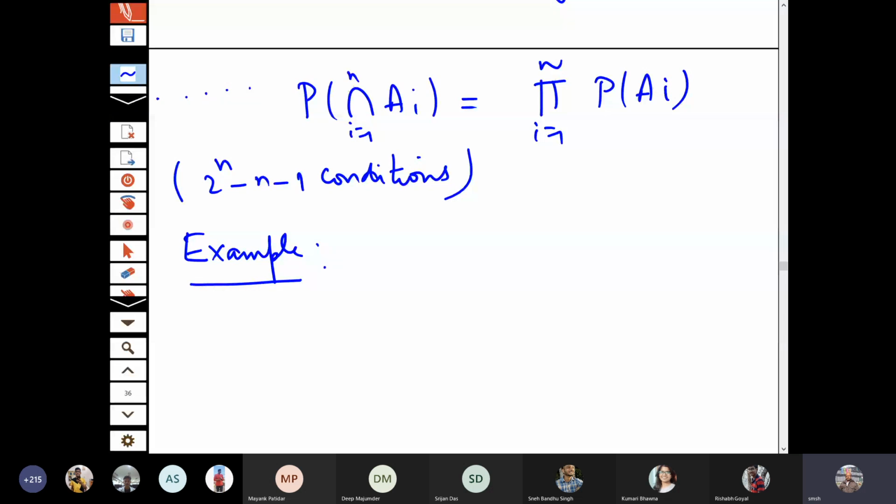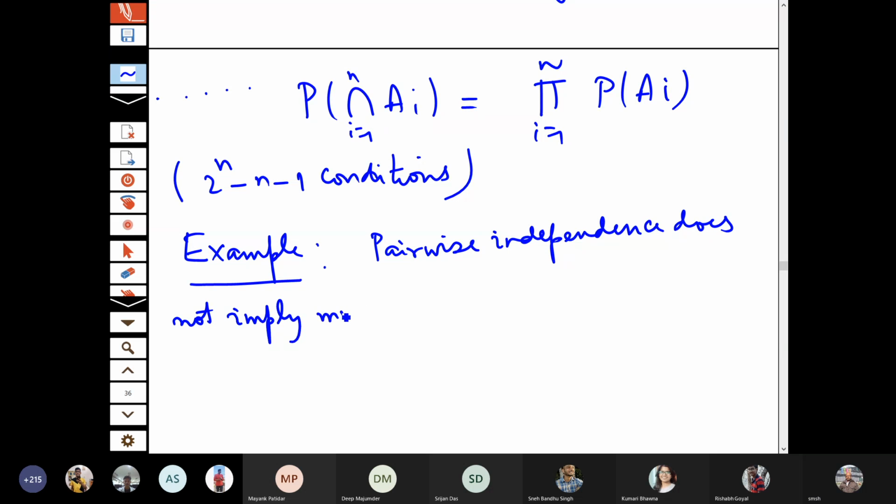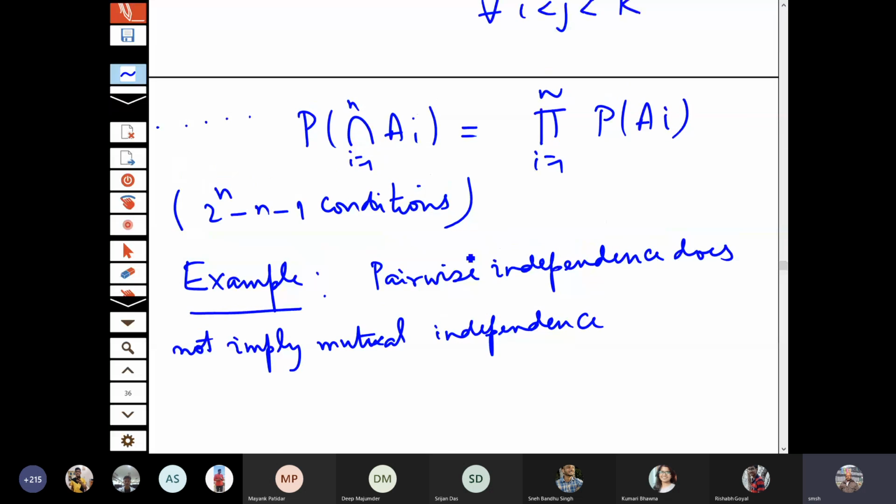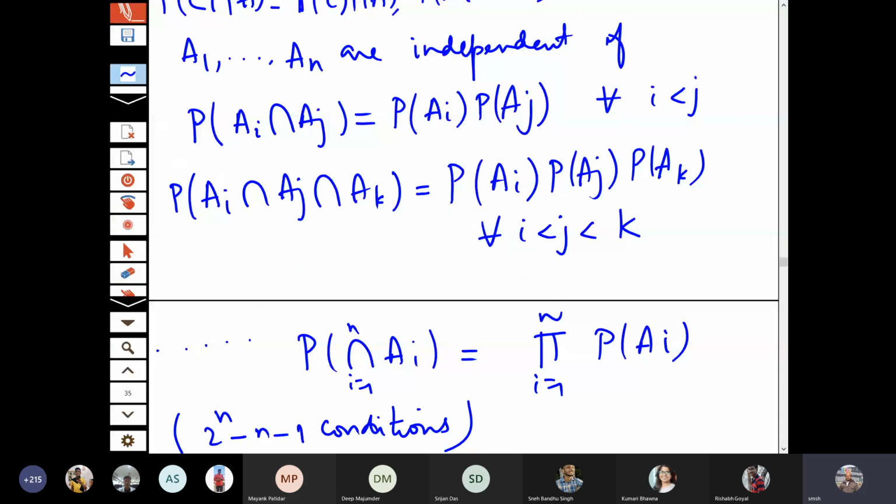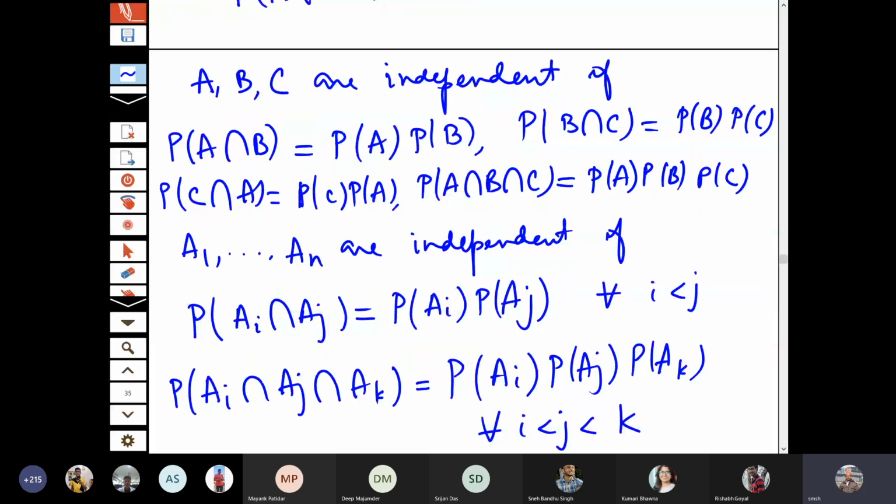That may happen actually. So let me just give an example that pairwise independence does not imply mutual independence. Okay, that means all of them are independent. That is not necessary if only I take pairwise, because I have put the conditions together. So if, for example, these three conditions are satisfied but the fourth one is not satisfied, then they will not be independent. So let me give an example of this itself.